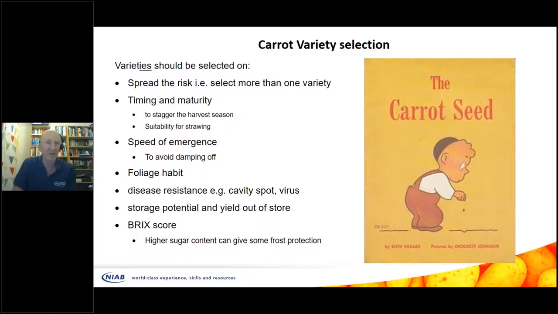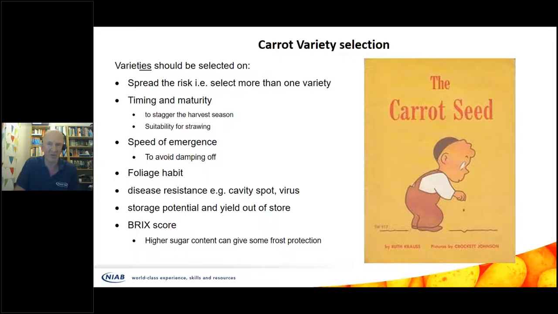So storage potential is another issue: whether it's better to store it under straw, or whether to harvest it and then either store it in soil or wash it. John Birkinshaw did some very good work on this a few years back.